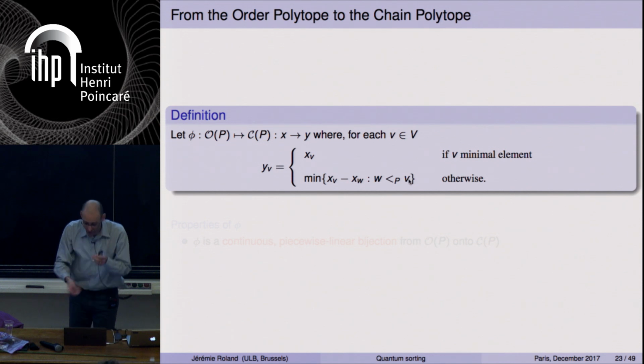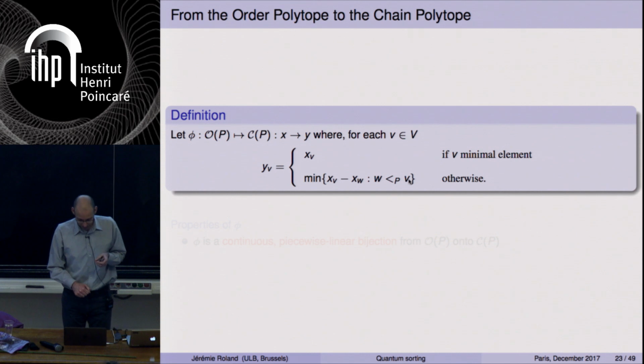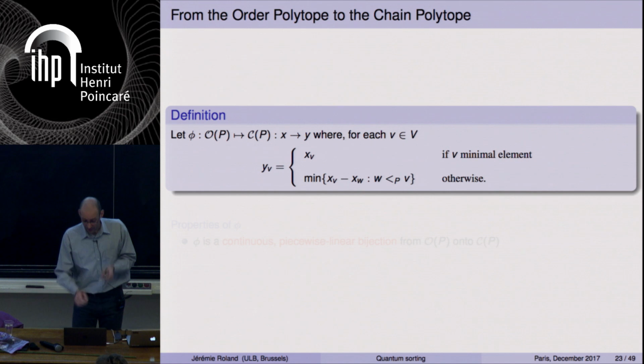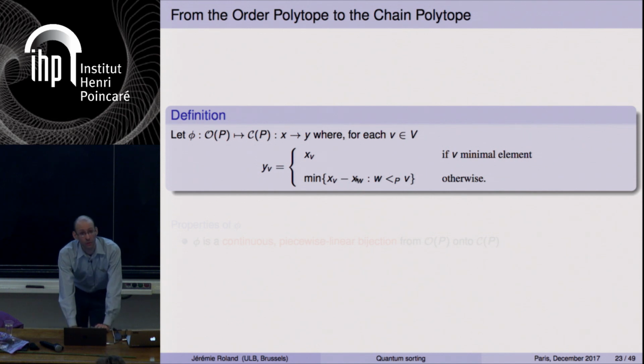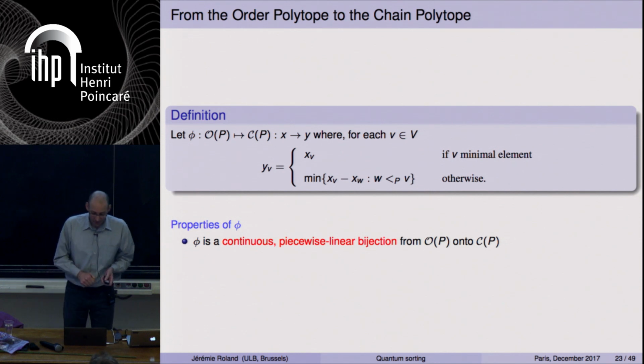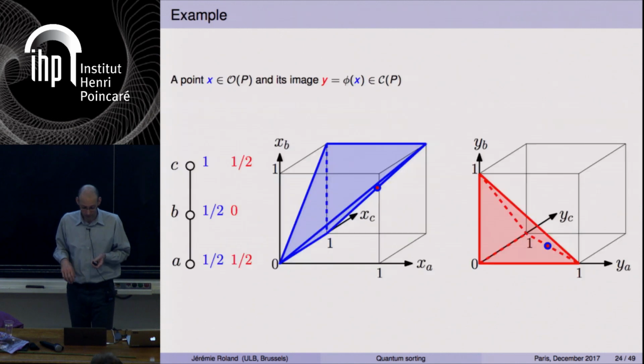But if there are some elements which are smaller than V, then I take the one which is the largest one, W, and I take XV minus XW. Okay, and this is my YV. And if I do that, we can show that whenever X is a point in the order polytope, Y will be a point in the chain polytope. And this map phi has also nice properties. It is a continuous, piecewise linear bijection from O to P2. So you can go back from one polytope to the other.